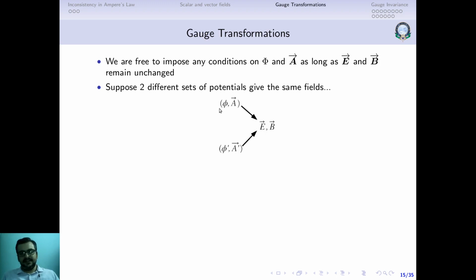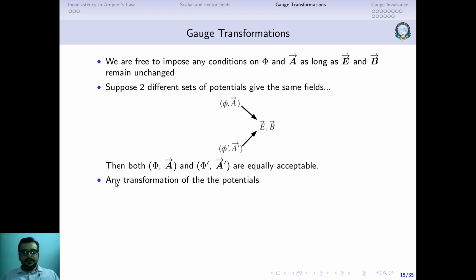For instance, if I have two sets of potentials, the first set phi and A, and another set phi prime and A prime, and it happens that phi and A give us electric and magnetic fields E and B, and phi prime and A prime also give us the same electric and magnetic fields E and B, then both are equally acceptable in that particular problem. And we will obviously choose the one which makes our problem simpler to solve and easier to understand. This is the basic idea behind gauge transformation.